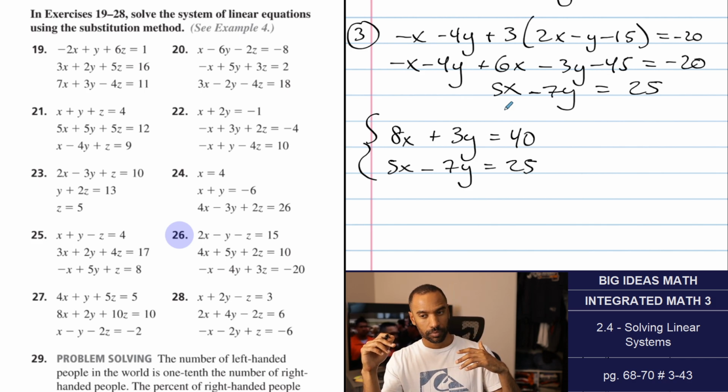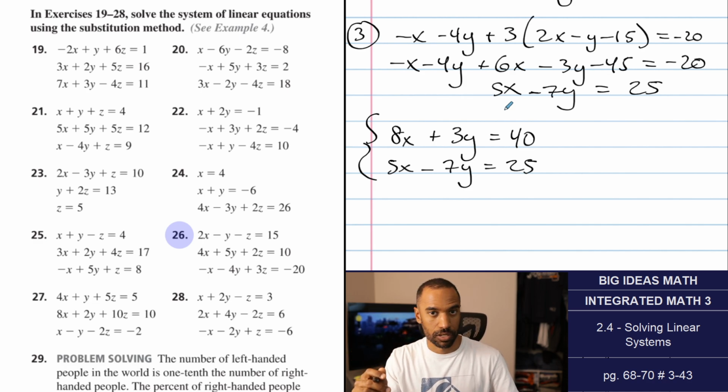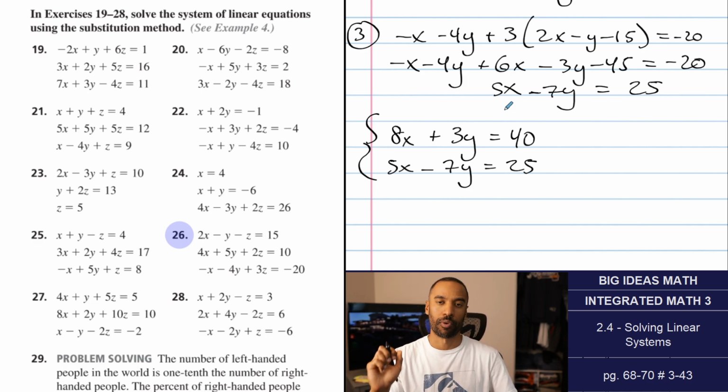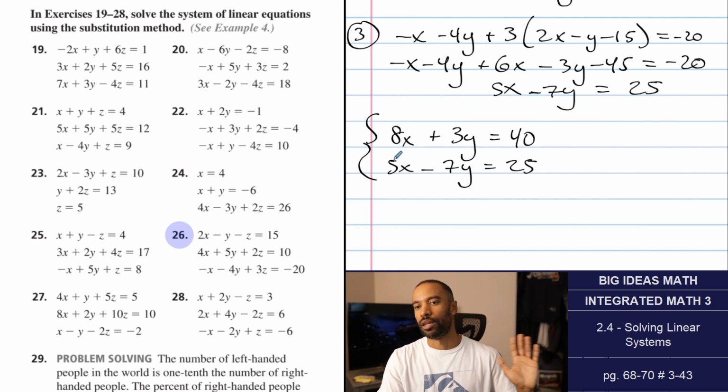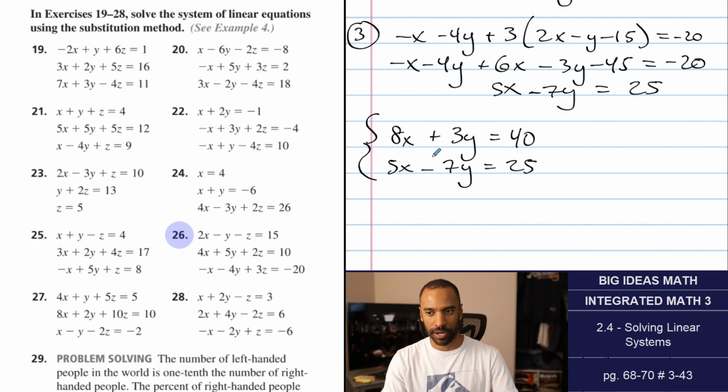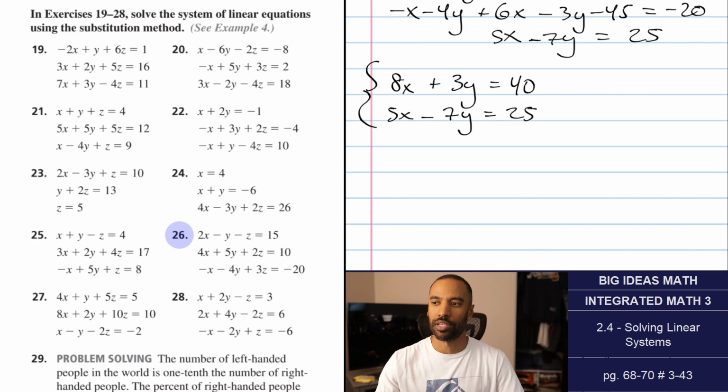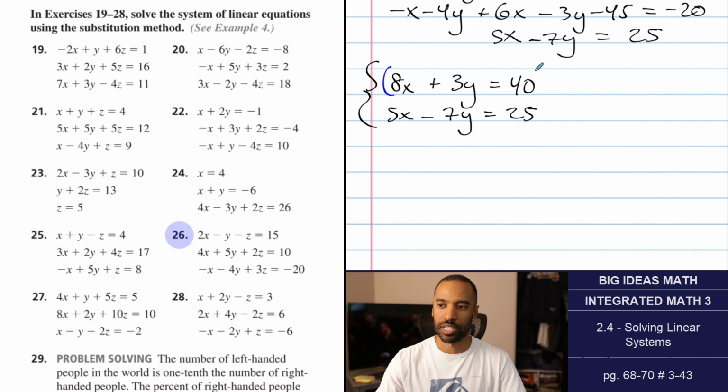Now, I'm going to choose to eliminate y's. There are 2 reasons I'm going to do that. Number 1, 3 and 7 have a smaller least common multiple than 8 and 5. This least common multiple is 21. This least common multiple is 40, which means probably bigger numbers have to multiply for that. Number 2, one's already positive, one's already negative. I think it's best that when you do this thing here, you deal with that when you can.